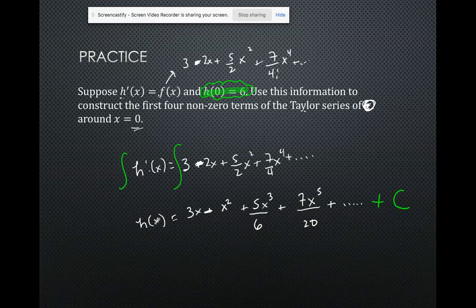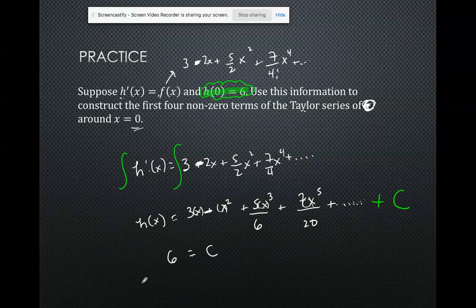So plug in 0. And if I plug in 0 for every x, what do I get? Even all these infinite ones have an x in it. So what do you get? You just get c is equal to h of 0. What was h of 0? 6. You just solved for c.